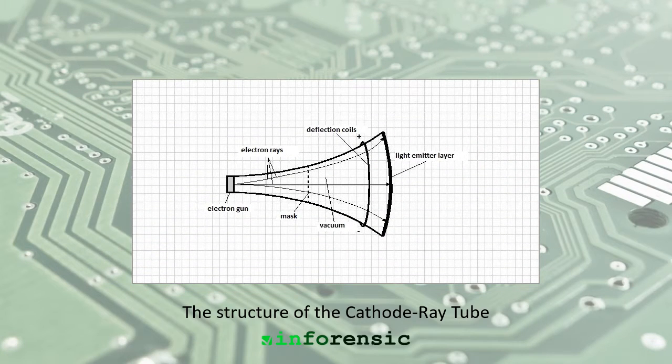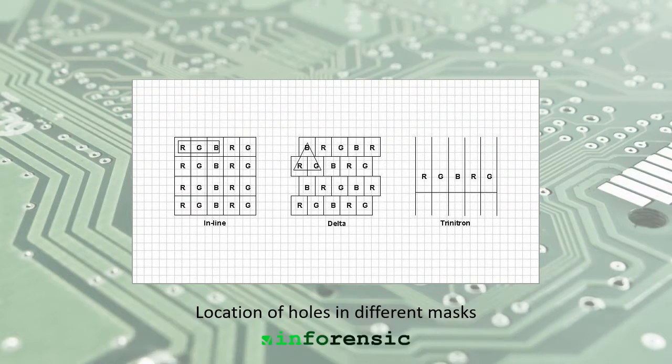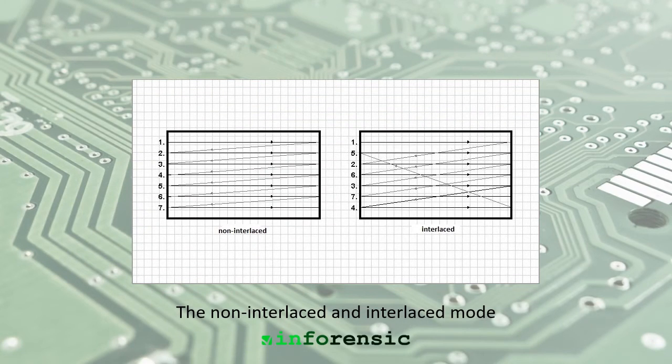The structure of the cathode ray tube. Path of the electron rays from electron gun to light emitter layer. Location of holes in different masks: the inline, the delta and the trinitron. The non-interlaced and interlaced mode.